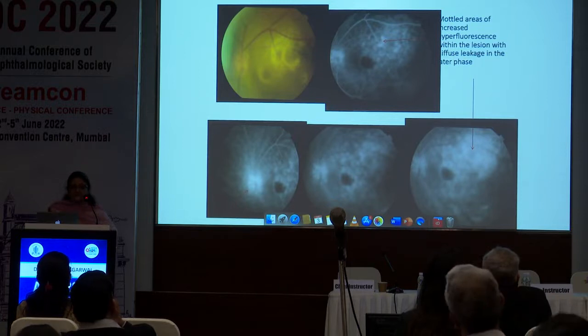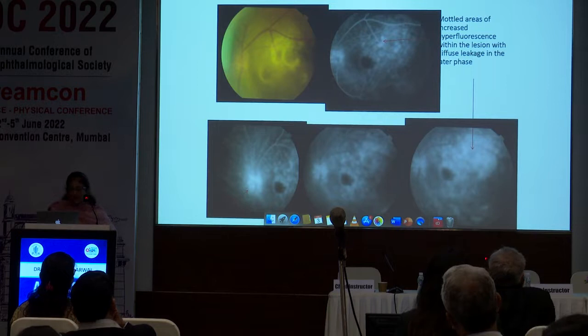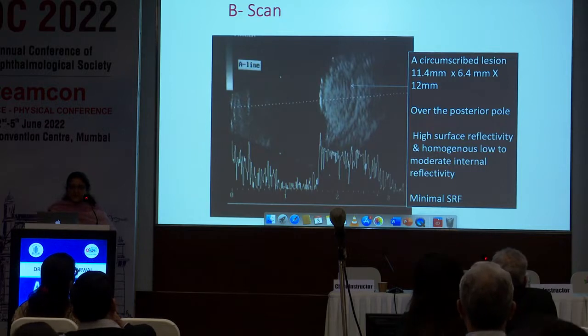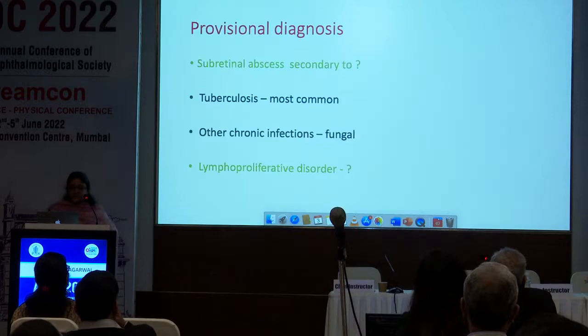On doing a fundus fluorescein angiography, we do find an element of a hot disc, and some kind of mottled hyperfluorescence. On a B scan, there was just a circumscribed lesion of a significant size over the posterior pole, which had a high surface reflectivity and a homogeneous low to moderate internal reflectivity with minimal SRF.